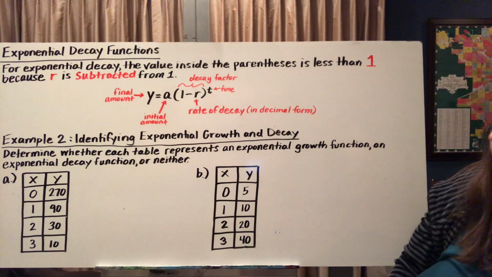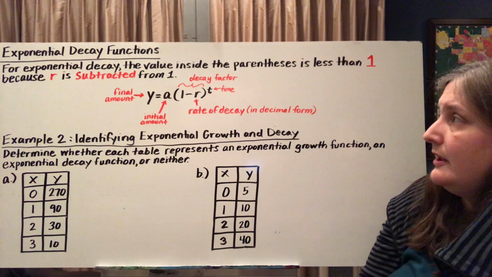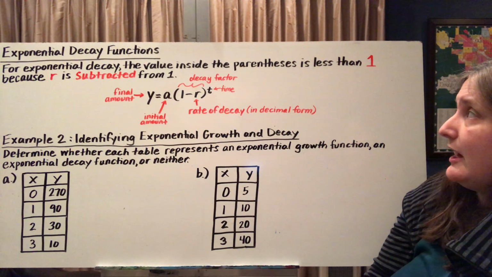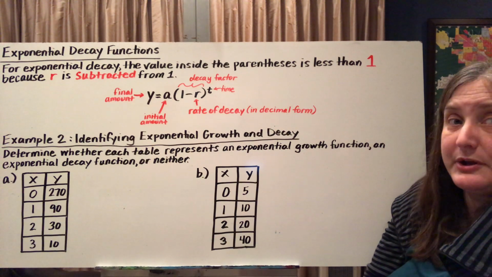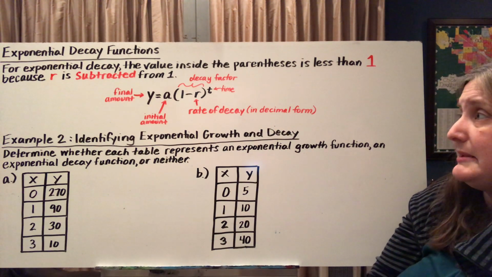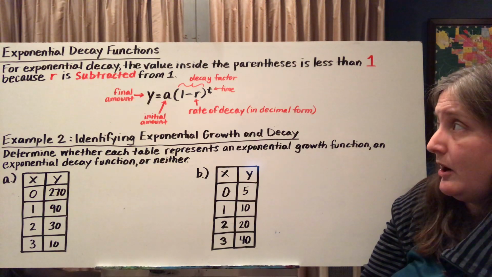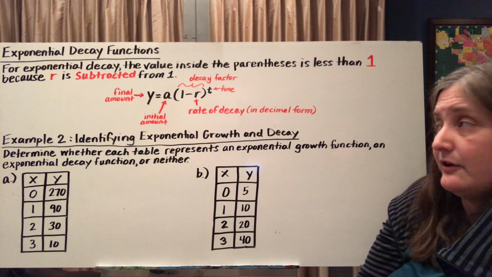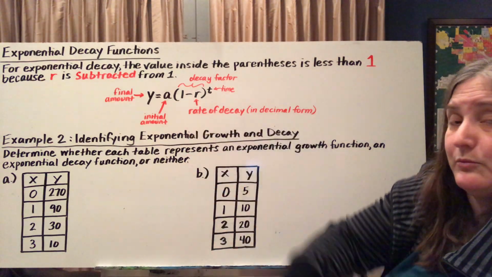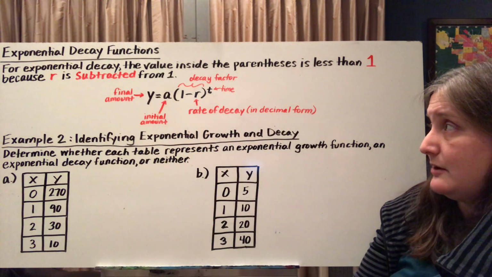Let's take a closer look at exponential decay now. In exponential decay, the value inside of our parentheses, which we call our decay factor, is going to be less than 1. Because remember, r is a value between 0 and 1. And if we're taking that value and we're subtracting it from 1, we're going to get something less than 1.